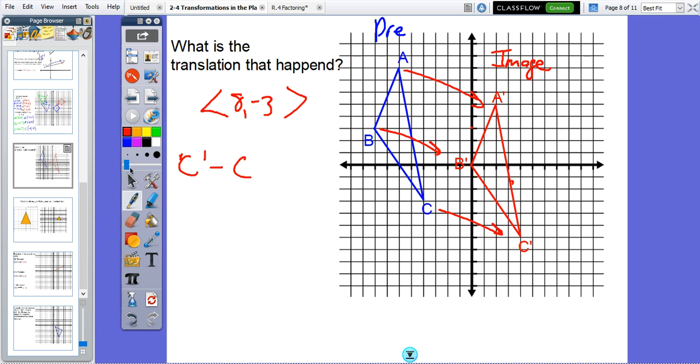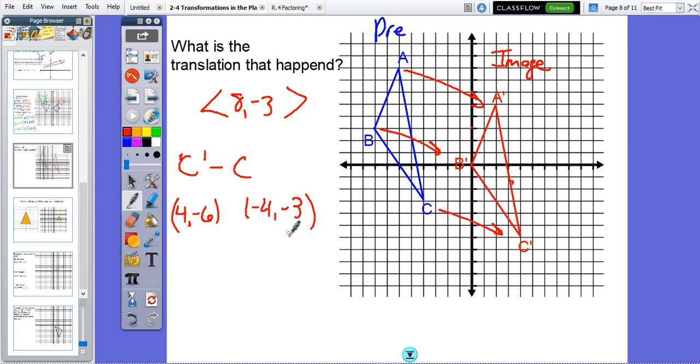So let's take the coordinates of C prime. C prime is at positive 4, 1, 2, 3, 4, 5, 6. So 4, negative 6 are those coordinates. And for C, it's at 1, 2, 3, 4, negative 4, negative 3. So it's at negative 4, negative 3.